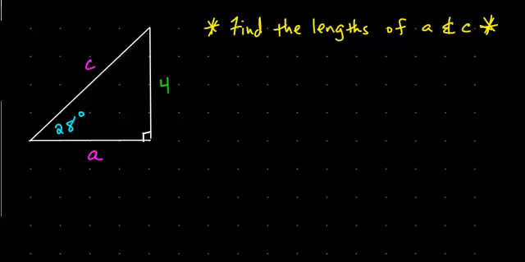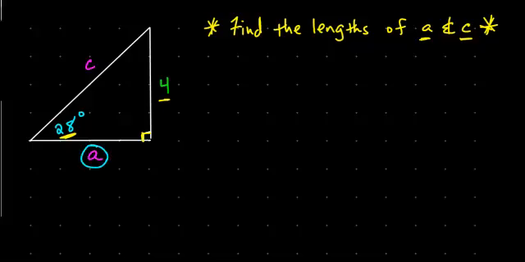Find the lengths of A and C. We want to find A and C given that we have this triangle with an angle of 28 degrees there, the opposite side is 4, and we have a right triangle. So find the lengths of A and C. Let's focus on A first.